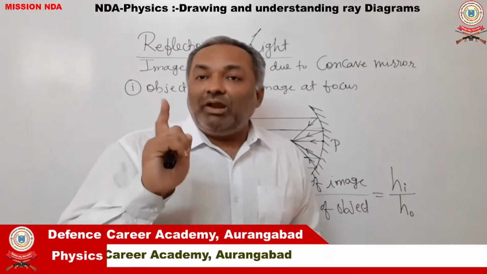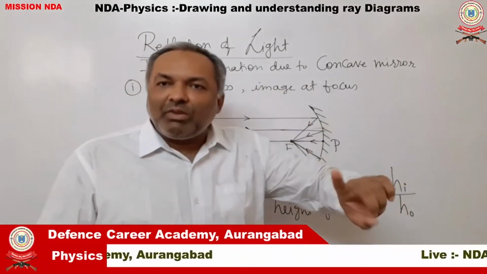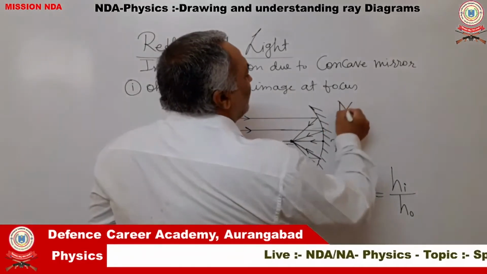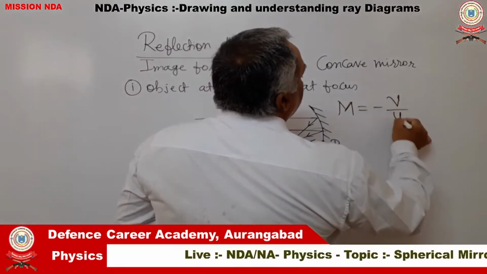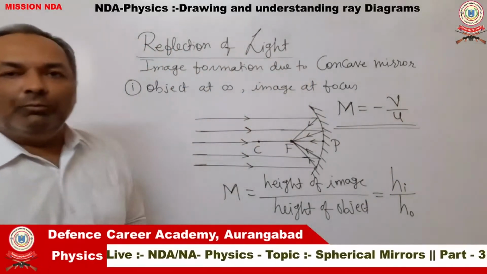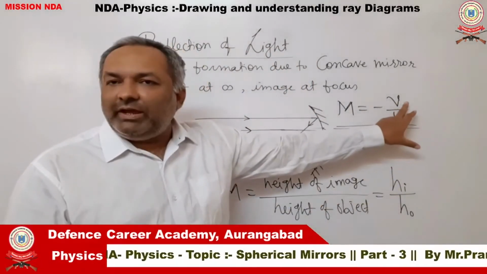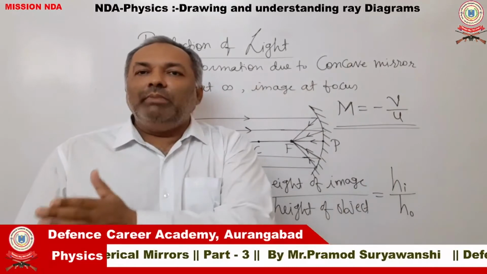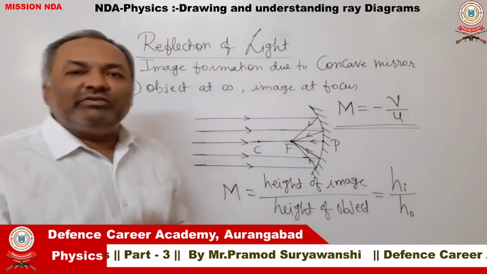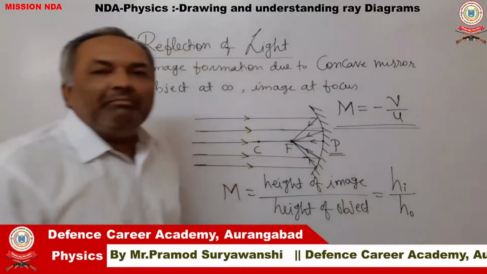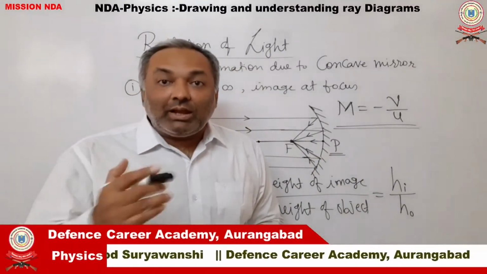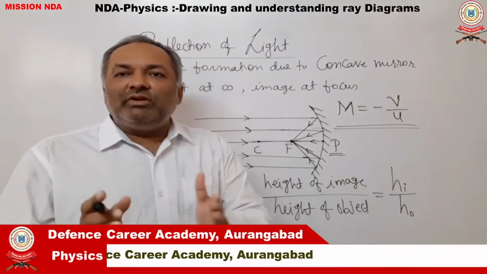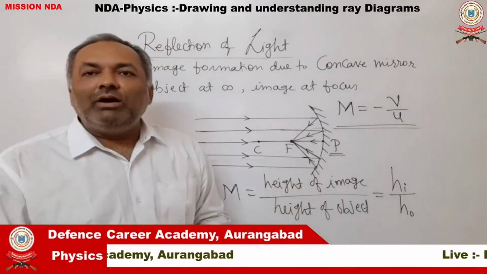The fundamental formula for magnification is the same for mirrors as well as lenses. For mirrors, there is one more formula for magnification: minus V by U. In this case, V is the image distance. It is the distance between the mirror and the image, or to be more precise, the distance between the pole of the mirror and the image. Likewise, U is the object distance, the distance of the object from the pole of the mirror.